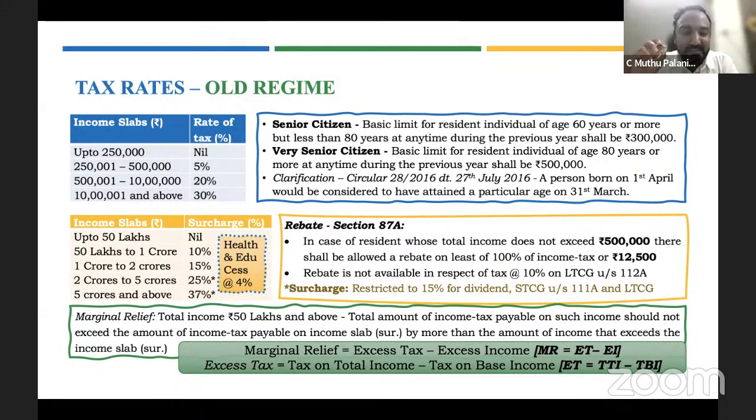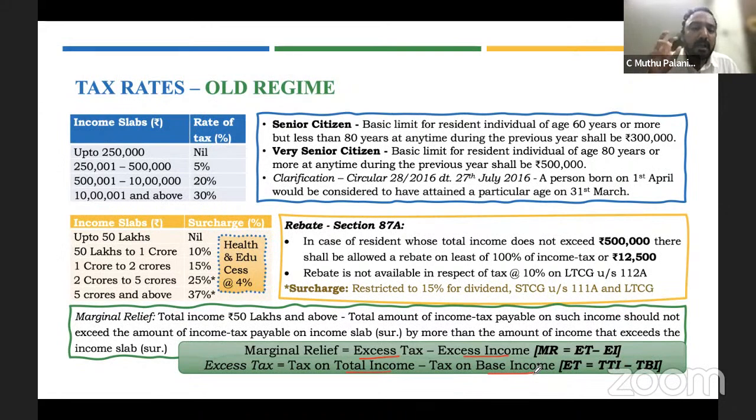So the act says that you will be provided with marginal relief. So what do you mean by marginal relief? First step is to calculate excess tax, and then you calculate your excess income. What do you mean by excess tax? Let's say your income is 51 lakhs. You calculate tax for 51 lakhs, and then you calculate it for 50 lakhs. So tax on total income minus tax on base income. This difference will be your excess tax. So the excess tax minus excess income will give you marginal relief.